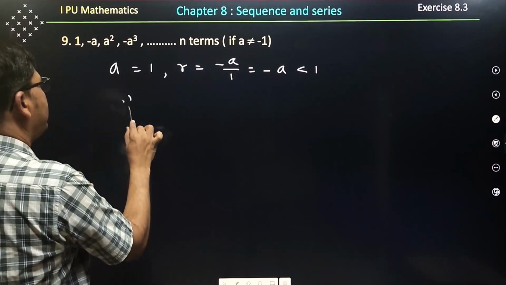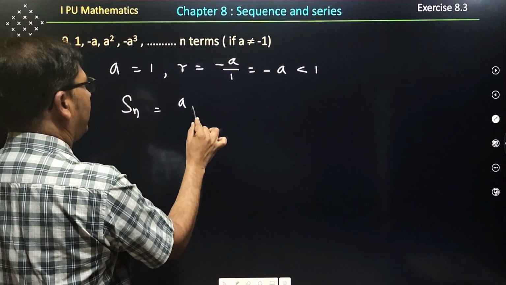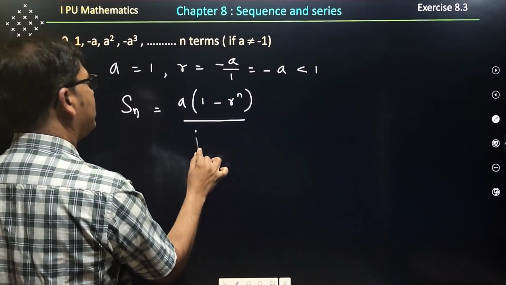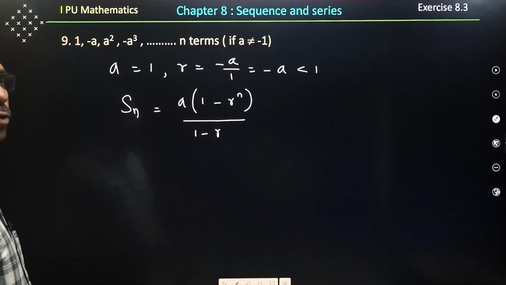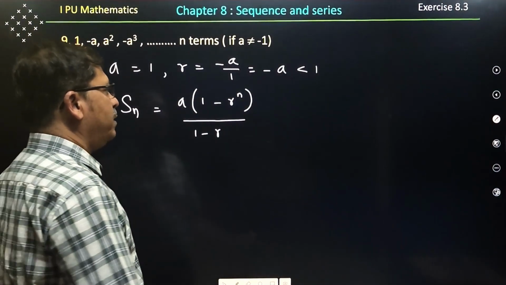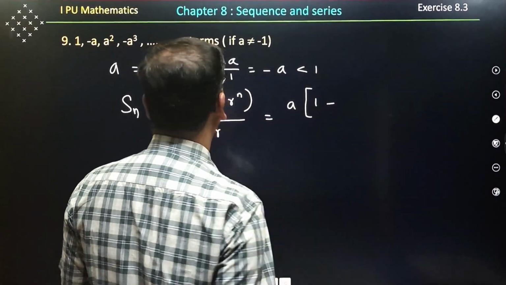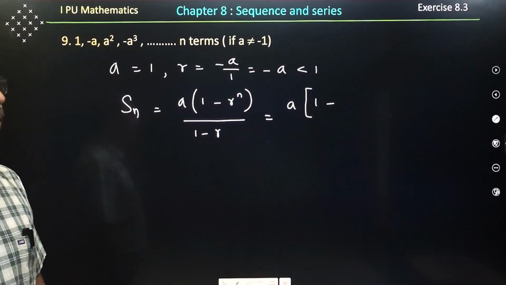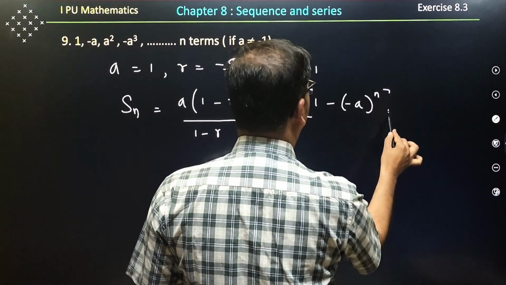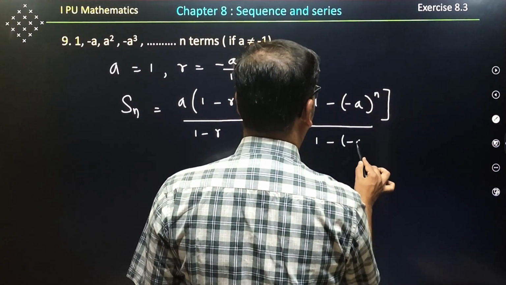So use the formula Sn is equal to a into bracket 1 minus r raised to n divided by 1 minus r. This is the suitable formula here. You don't use r to the power n minus 1 upon r minus 1. So a as it is, write a outside into the bracket 1 minus, the value of r is minus a, to the power n, minus a to the power n divided by 1 minus of minus a.